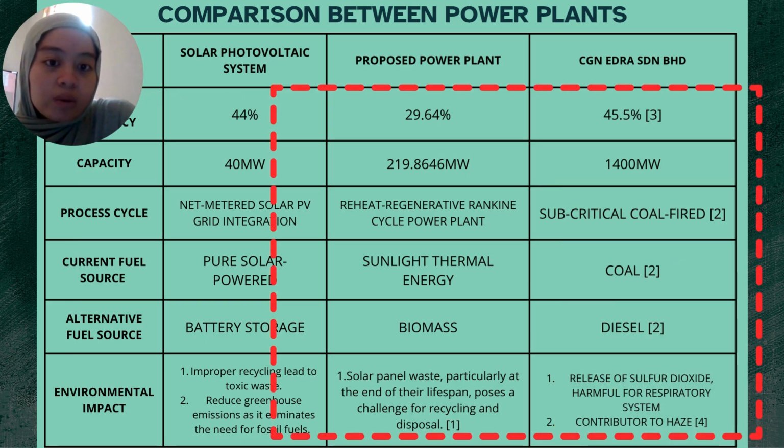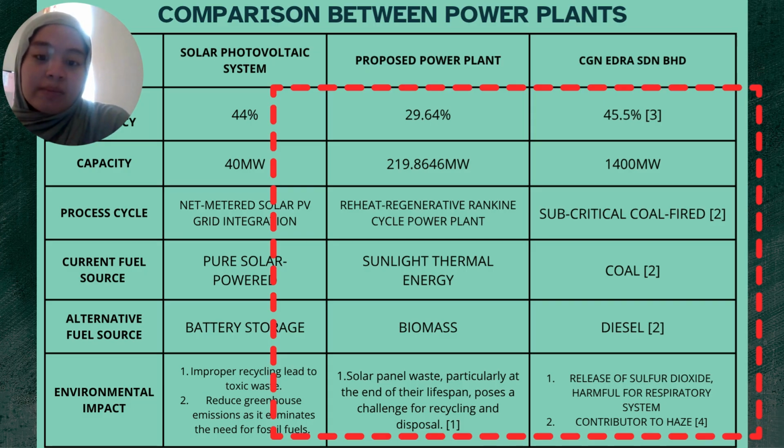Next, I'll be comparing our proposed power plant with CJ Andrasen and Berhad. For the thermal efficiency, CJ Andrasen and Berhad has a higher percentage with 45.5%, as opposed to ours, which is 29.64%. This is because their capacity is way higher than ours with 1,400 megawatt, as opposed to our 219.8646 megawatt, and their process cycle is subcritical coal fired, and we use the Rankine cycle power plant. The main fuel source that they use is coal with their alternative fuel source being diesel. Ours is sunlight thermal energy, and our alternative fuel source is biomass.